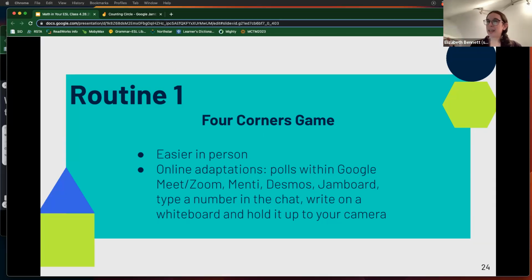Depending on your online teaching setup, you could use the poll function within Google Meet or Zoom. You could use another tool like Desmos. You could use Jamboard, where students write their name on a sticky note and put it in a corner of the Jamboard. Lower tech options, students can just type a number in the chat, or even write on a whiteboard or a piece of paper and hold it up to their camera. So it is possible even if you're not in person. So let's go ahead and try this. We'll drop that link in the chat.